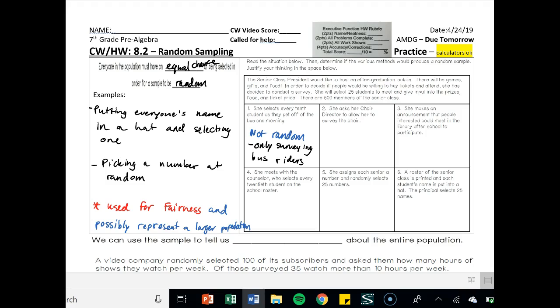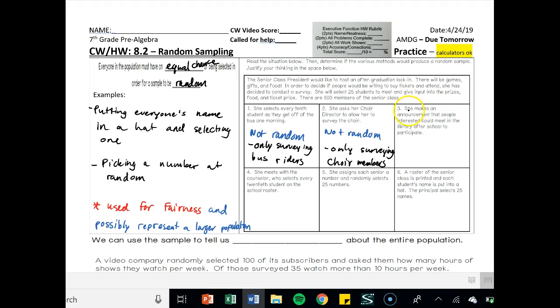Number 2, she asks her choir director to allow her to survey the choir. This is also not random, right? Pretty straightforward logic here. She's only surveying the choir members, right? She hasn't talked about any other clubs, any other people that maybe aren't involved in the choir, all right?